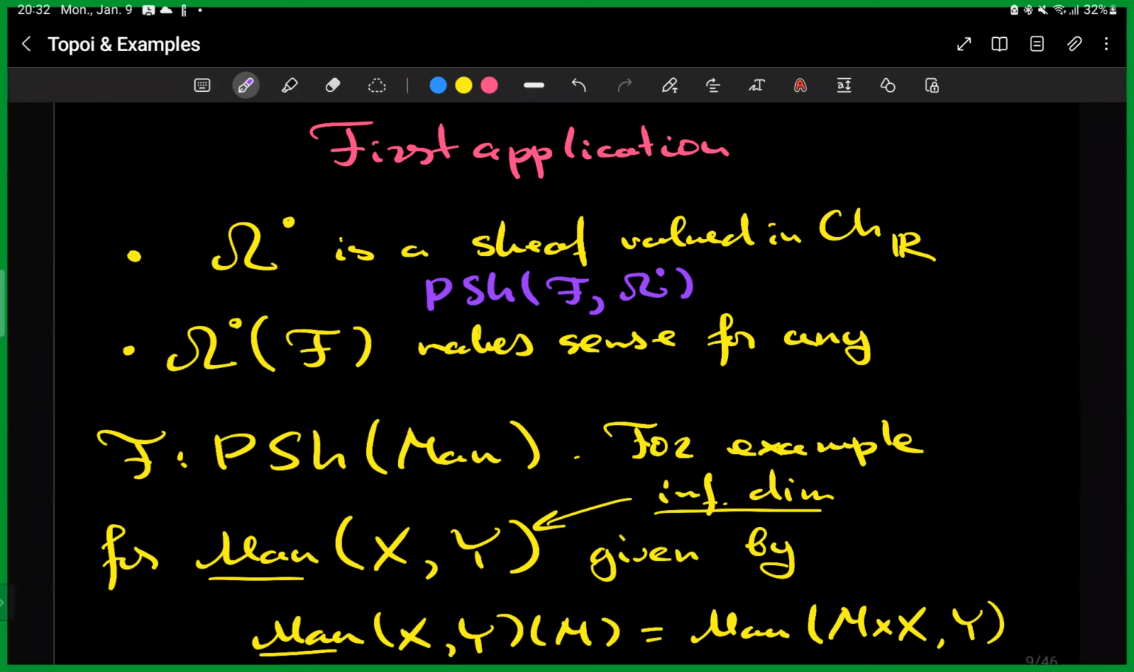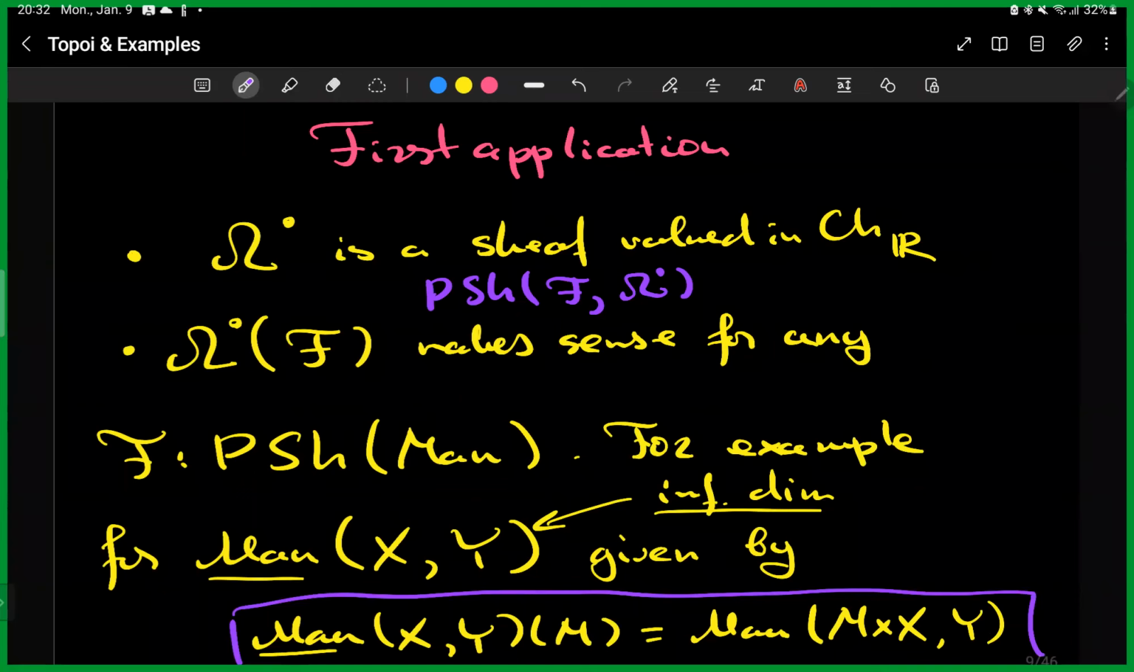Why is this great? Well, for starters, we can consider the following situation. Assume that we have two manifolds of positive dimension. Then we can consider a sheaf on the category of manifolds, which is defined by this equation. So this is what is known as an internal Hom in a presheaf category. So we consider this presheaf, which is actually a sheaf, whose value on any manifold M is equal to the set of smooth maps from the product M times X to Y.